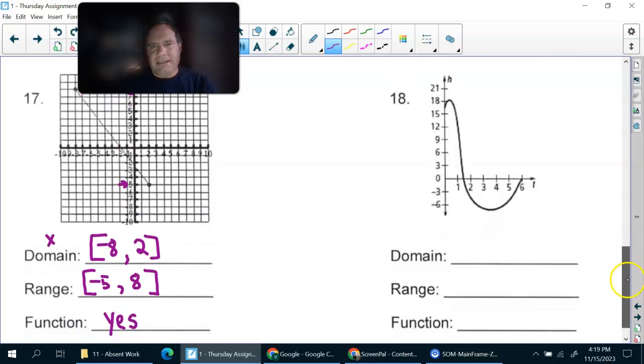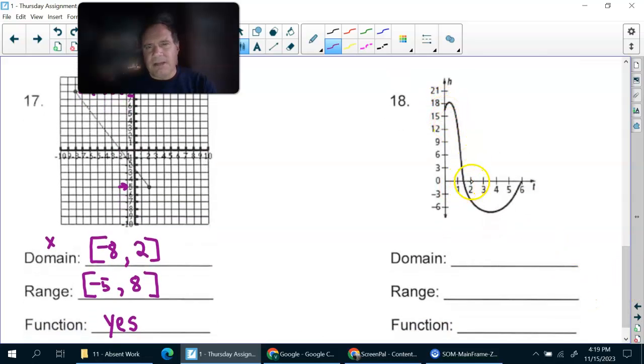For number 18, the domain, we're talking about the leftmost part of the graph first. It starts at 0 on the x-axis. So we're going to put 0 and we're going to put a bracket because, again, that's where it starts. All right, and that's it. You don't need the filled in circle to see that. It is starting at 0. The rightmost part of the graph is 6 and it ends there. So we're going to put 6 in a bracket.